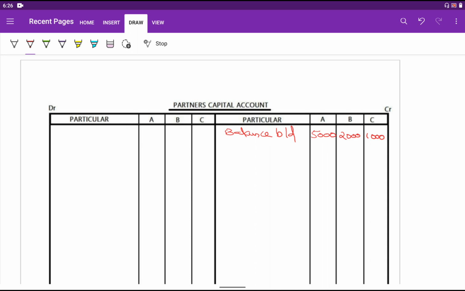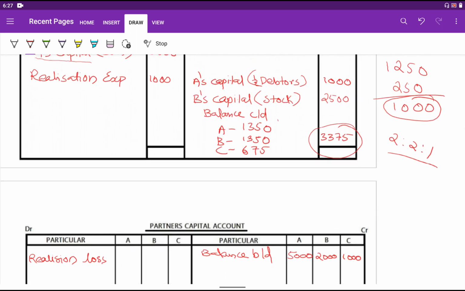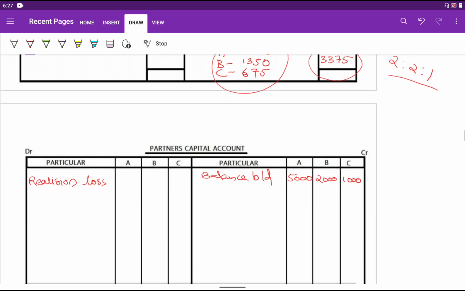After that we will write the realization loss. I don't want to explain, you know that the realization loss we got from the realization account: 1315, 1315, 675. After that we can write all our accumulated profits and losses.